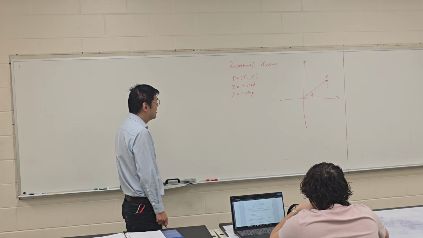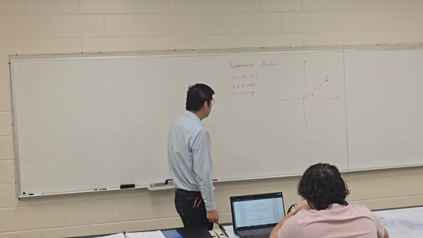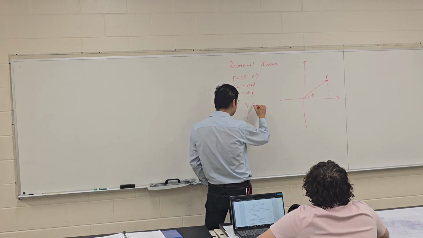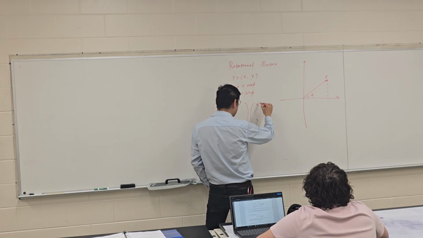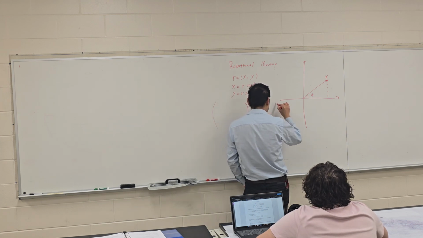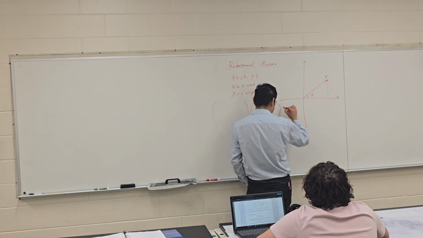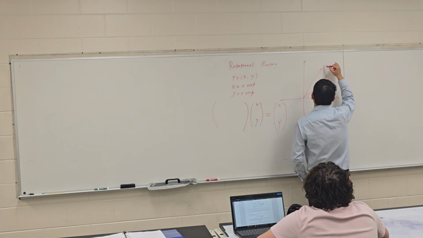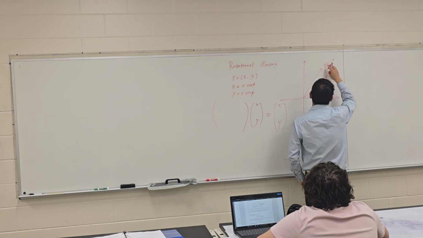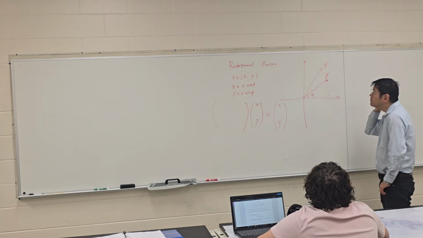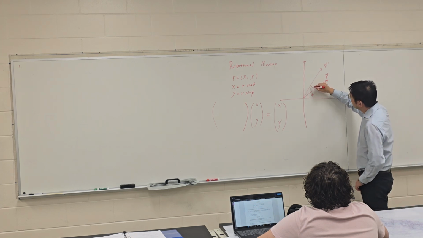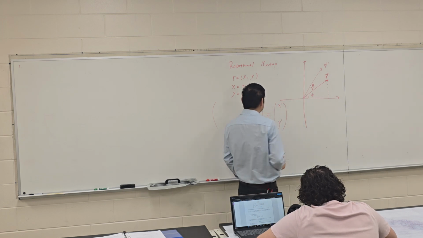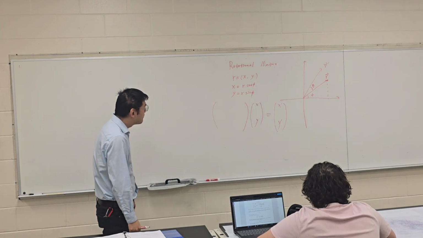So how can I apply a matrix to this x and y to make it a new x and y? It's a new x and y, and you call it R prime. It's rotated by an angle theta. So what matrix gives us this?